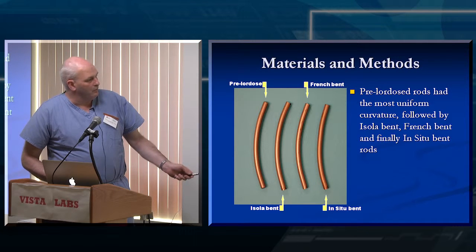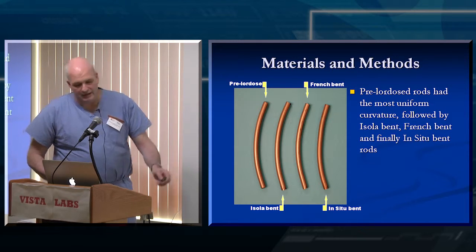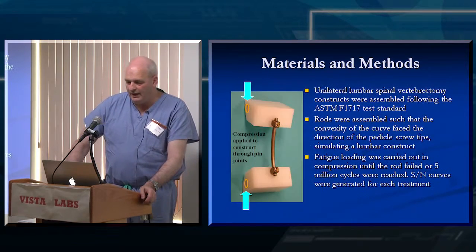So here, this group of rods are the ones that were tested, bent by the pre-lordosed rod. This is one using the Isola bender. This is one that used a French bender, and this was an in situ bender. They basically compared those and tested them out.